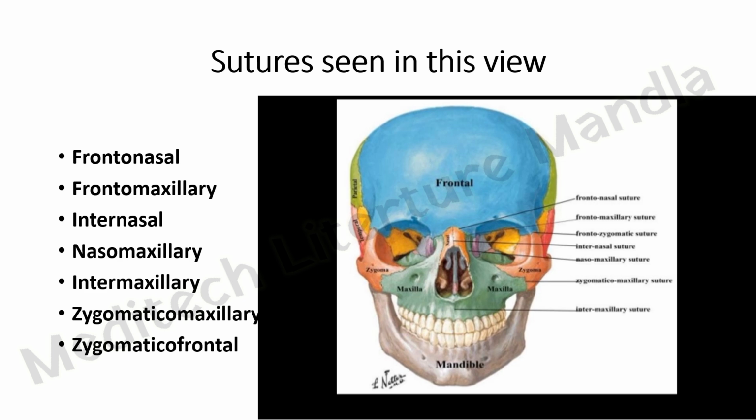Below the pyriform aperture, if you see the two maxillary bones, these articulate with each other at the intermaxillary suture, that is between the two maxilla. Then zygomatic bone also articulates with two other bones, that is the frontal bone in its upper part, and maxilla in its medial part. The suture where the zygomatic bone articulates with the frontal bone is the zygomaticofrontal suture, and the suture where the orange colored zygomatic bone articulates with the green colored maxilla is the zygomaticomaxillary suture. So these are the sutures that are seen in Norma Frontalis.